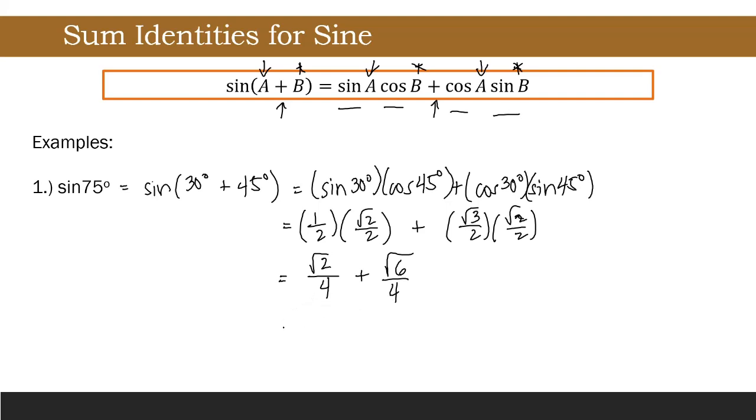Dahil pareho yung denominator, pwede nating pag-isahin, square root of 2 plus square root of 6 over 4. We cannot add the numerator dahil magkaiba na yung kanilang radicand. So, ito na yung answer sa sine 75 degrees. We have square root of 2 plus square root of 6 all over 4.